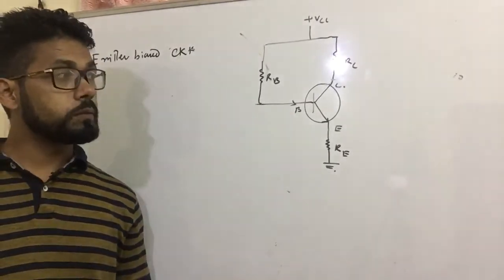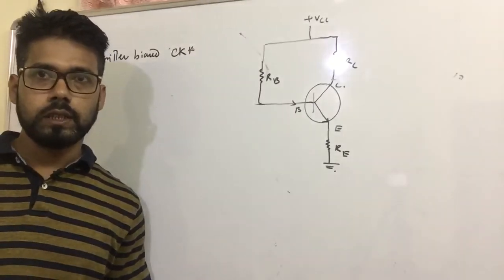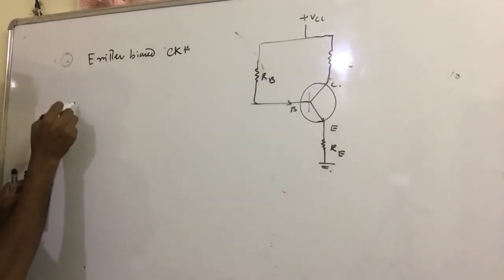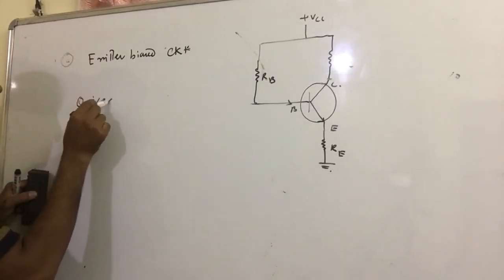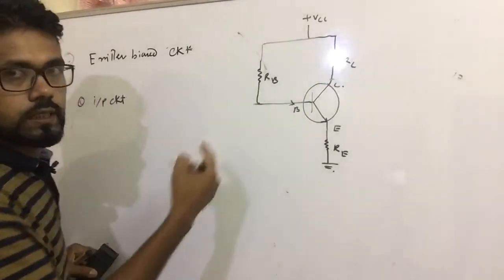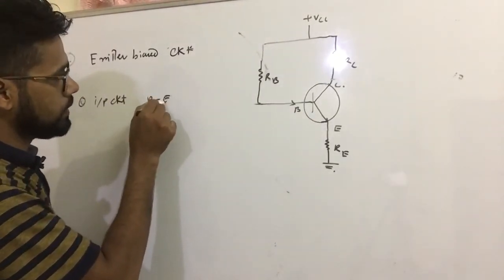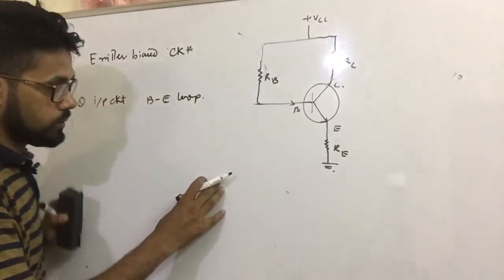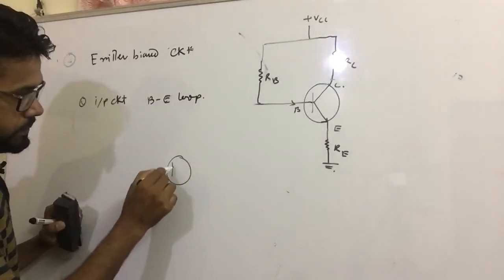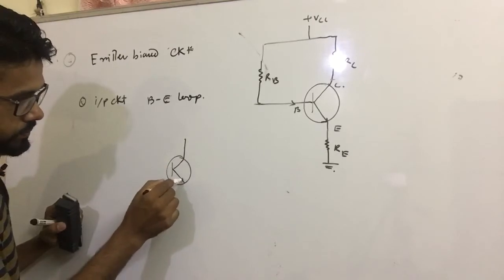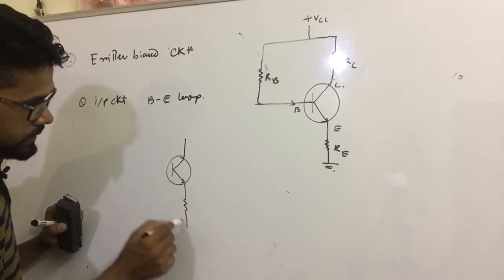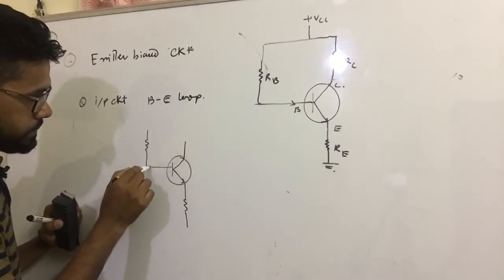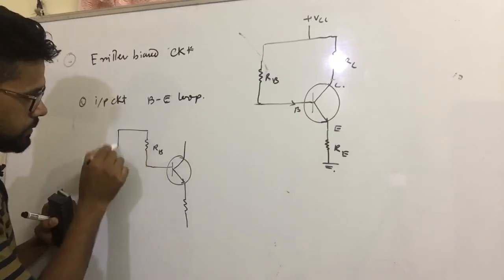Okay. Now similar to the previous circuit, we can analyze the input circuit. Input circuit means the base-emitter loop. Previously, the base-emitter loop you can draw like this. The collector part we are not going to discuss. This is the emitter, this is the emitter resistance, and this is RB, connected to VCC.